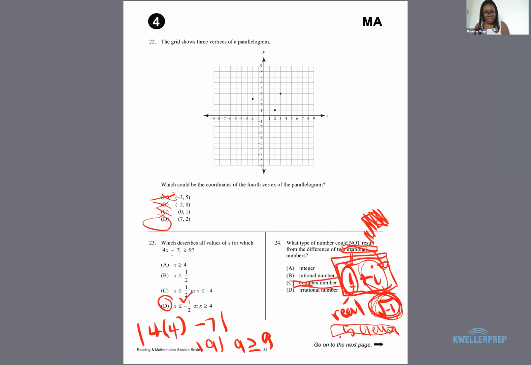Does that make better sense? I know it's a little bit of a hard concept to understand, but once you know what forms a complex number, with the real and the imaginary part, and you realize that irrational numbers are not imaginary, that's why C has to be the answer. Does that make a little bit more sense? This one is something that you just have to memorize. You have to memorize the definitions of all these words.